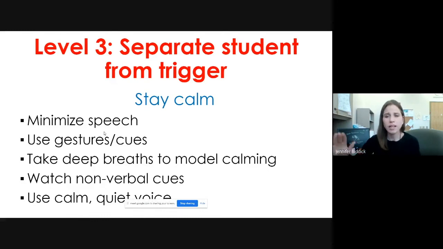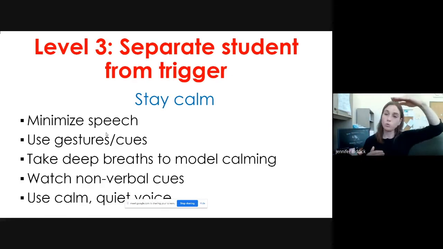So once we're hitting that level 3, now we're in that defensive level from the CPI crisis development model. We want to, again, minimize speech, minimize that need for auditory processing, talk less, use gestures, use visual cues, take some deep breaths yourself, model them for your student, model staying calm, watch your nonverbal cues. Remember that stance. Remember looking non-confrontational. Use a calm, quiet voice. So this is not a time to yell at our students.